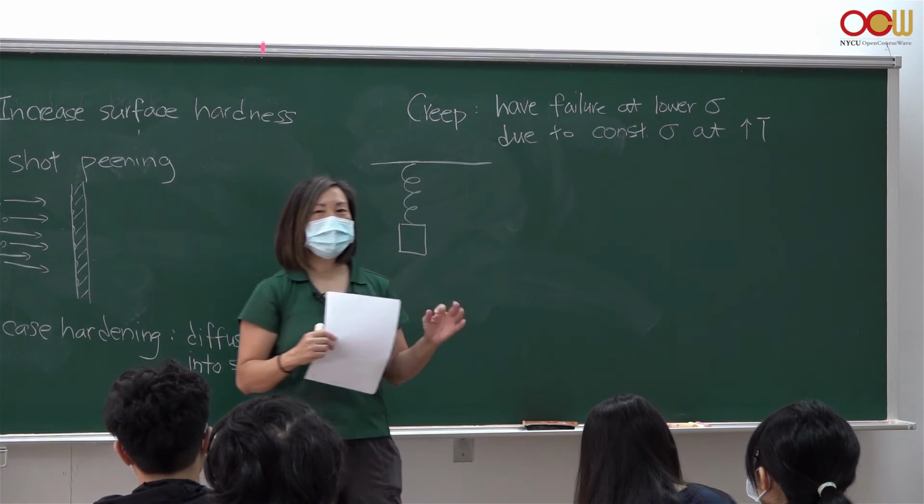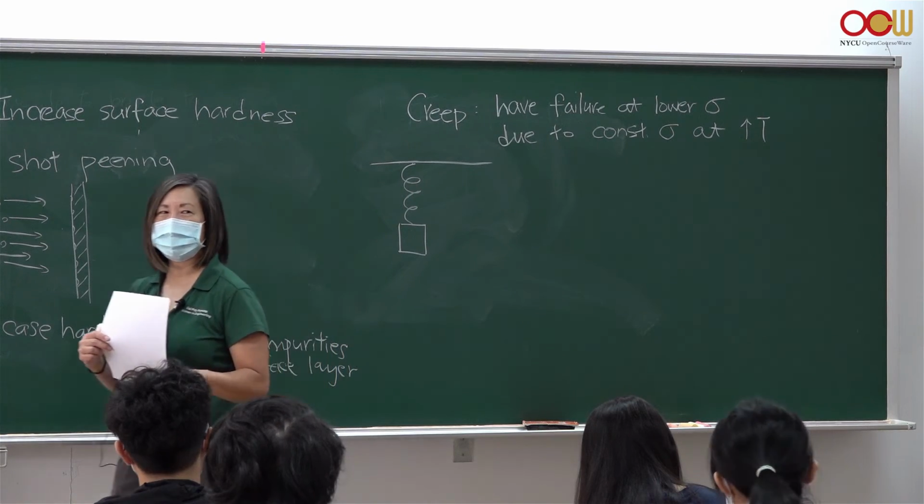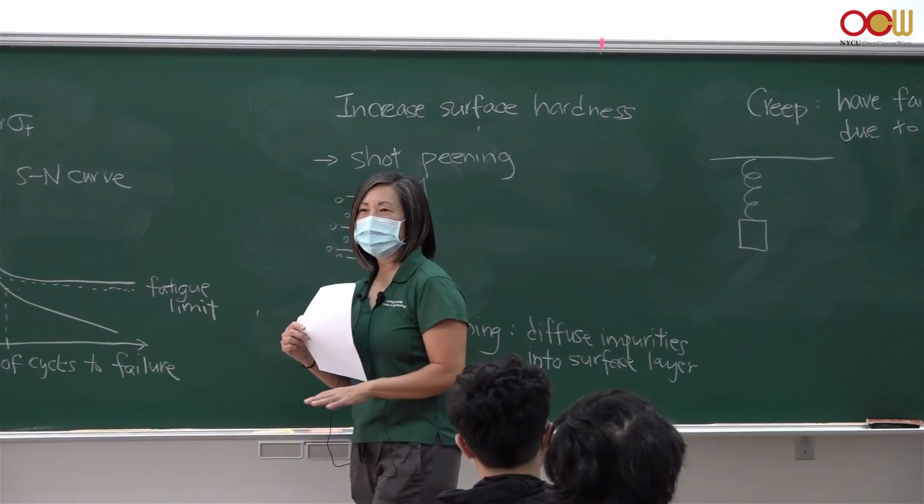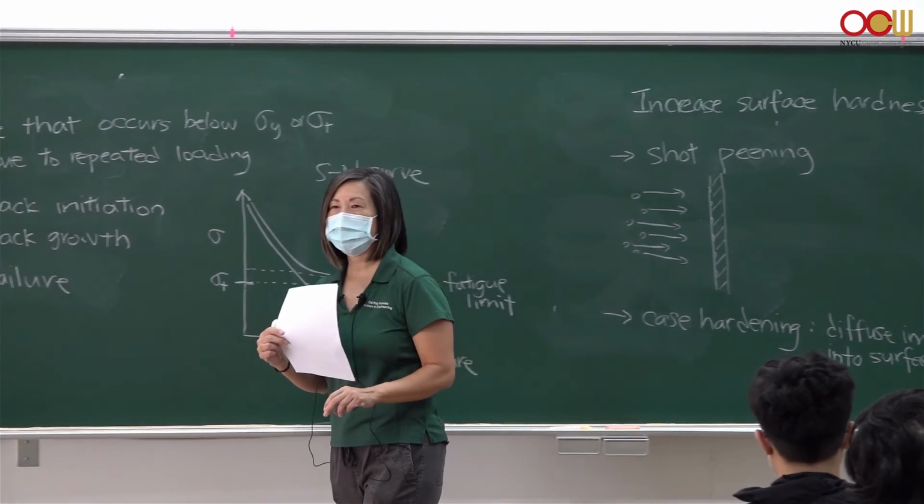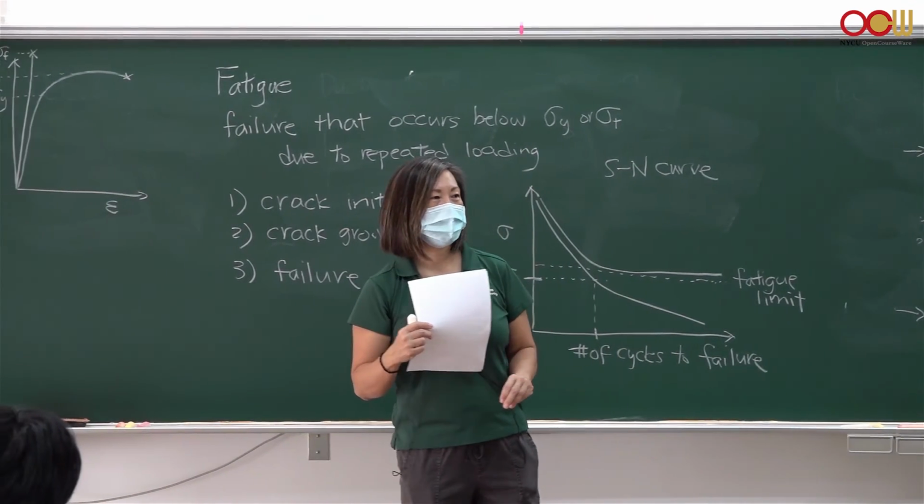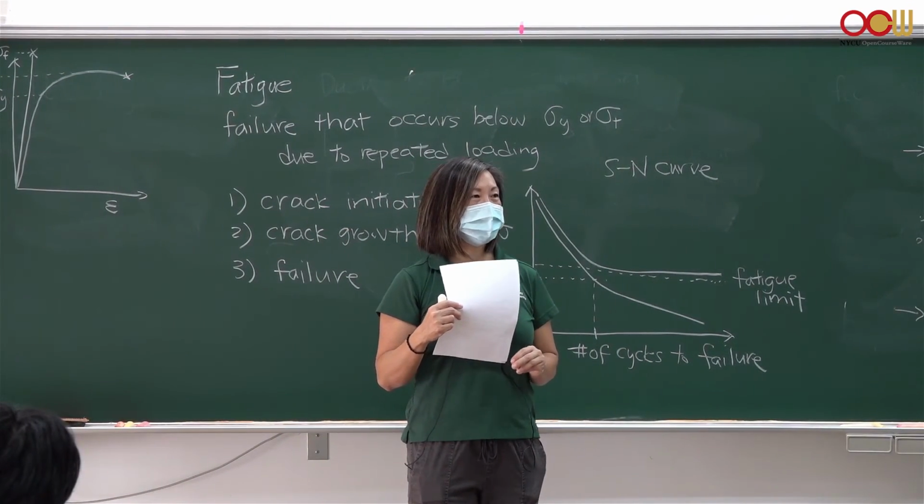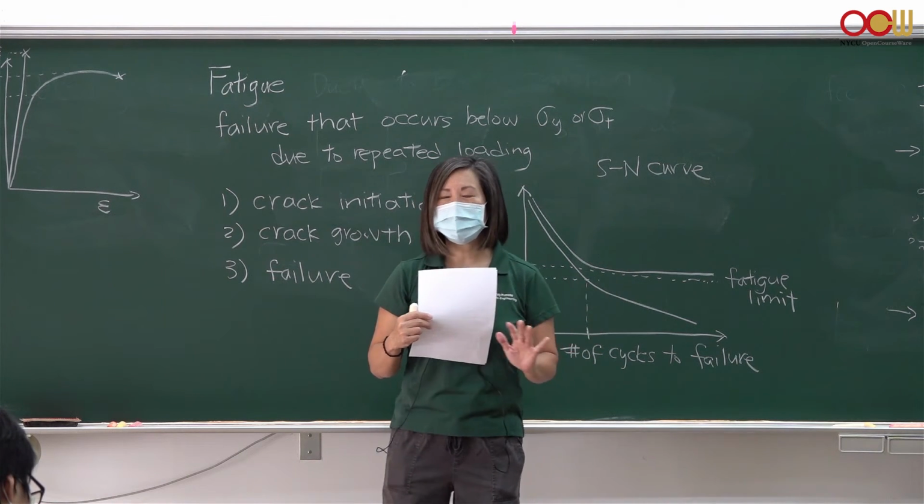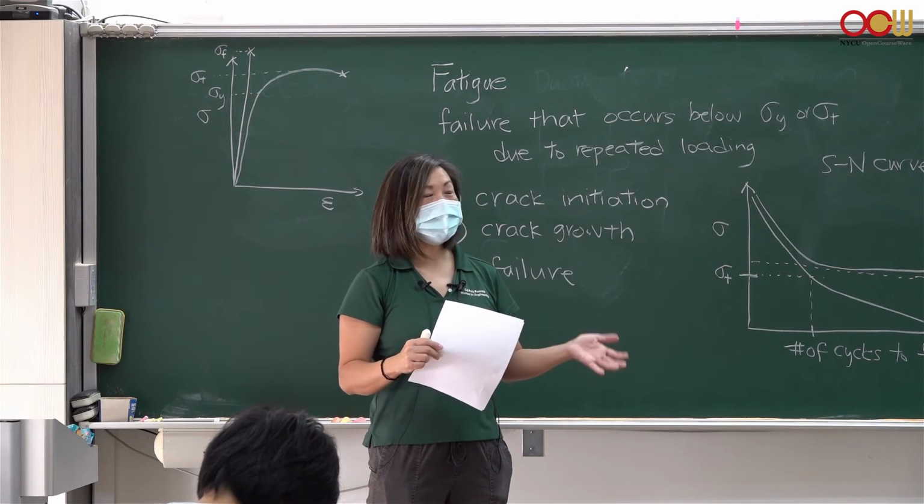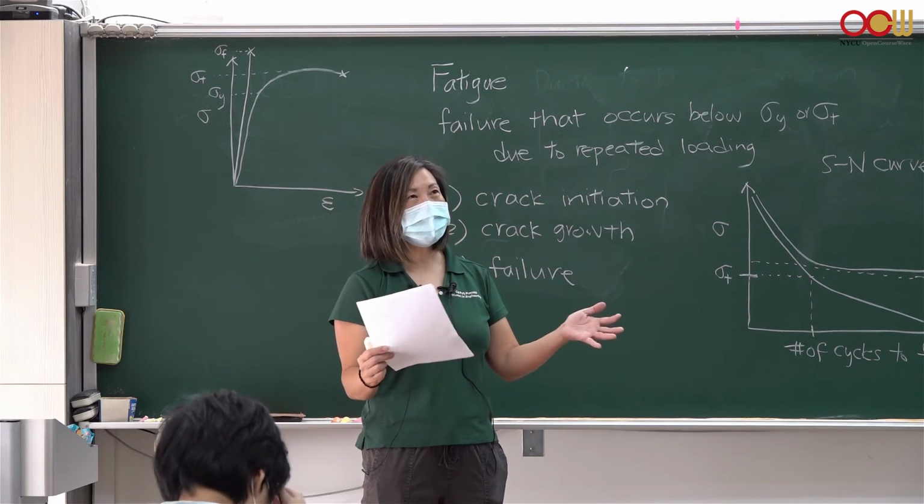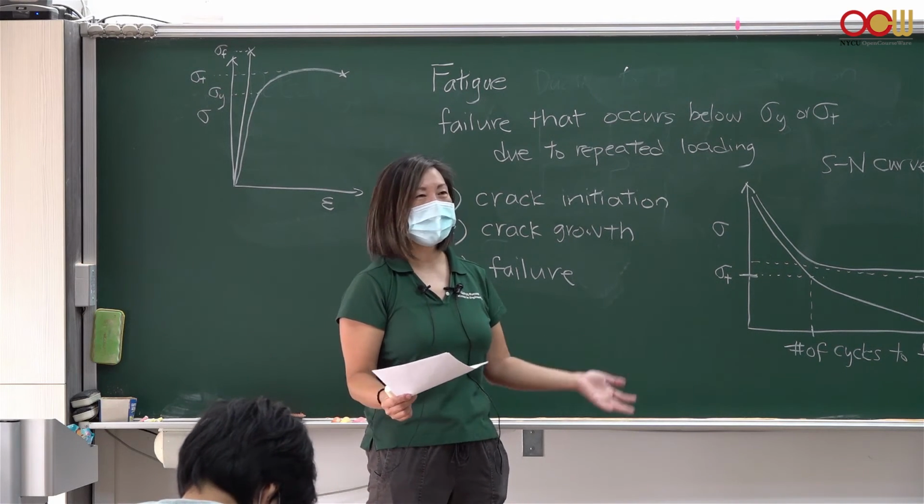Can you think of a material application where creep happens? What is something that you would use that you would have to worry about creep? What kind of application? This one's a little harder. Fatigue is really common. So turbine blades. It's the most common example used when people talk about creep.